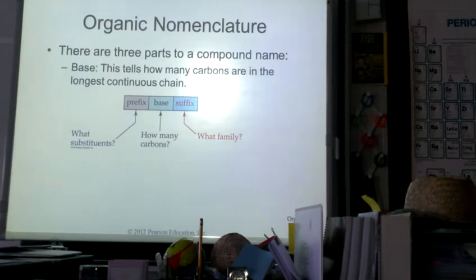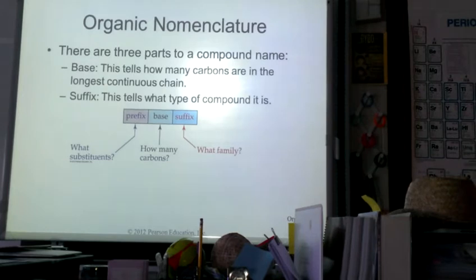The suffix is going to tell me what family it is. So the suffix tells me what type of compound. Is it single bonds? If it's single bonds, I'm going to end it with ANE. So maybe I have 6 carbons, and they're all single bonded, so that's going to give me hexane. If maybe I have a double bond somewhere, and I still have the 6 carbons, I'm going to have to say that it's hexene.